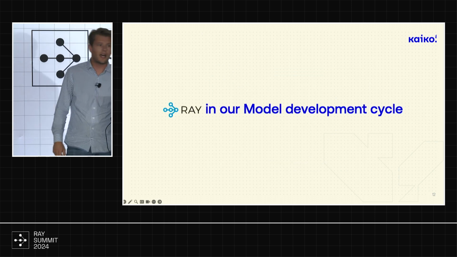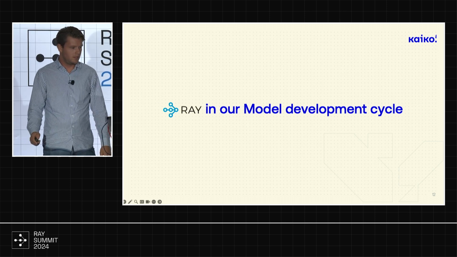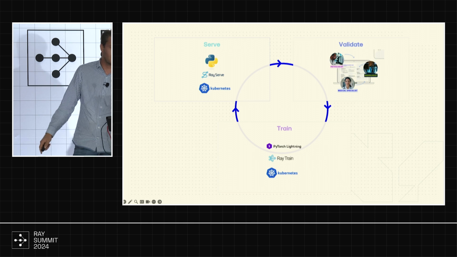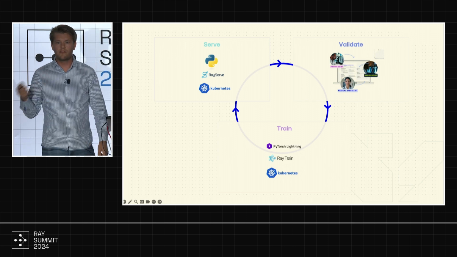So now let's dive into how we use Ray in our model development cycle. So here you see the cycle I meant. So first of all, we train a model. We then serve it to our clinical assistant. And then we validate it in the clinic to gain insights.